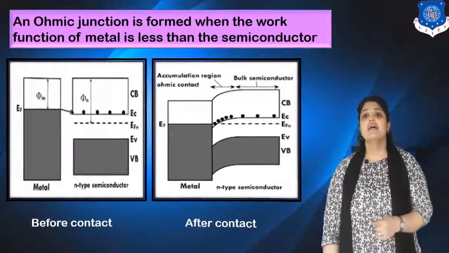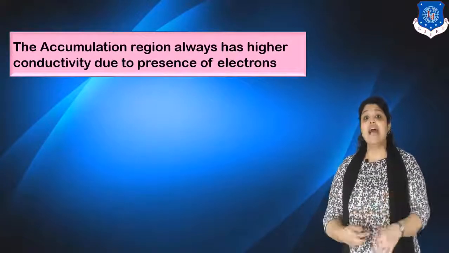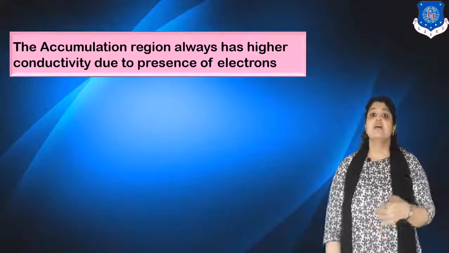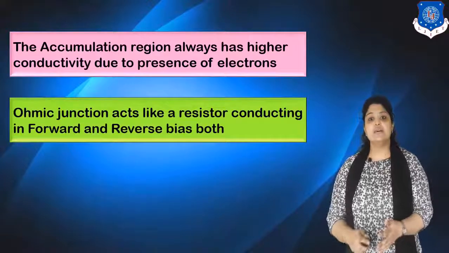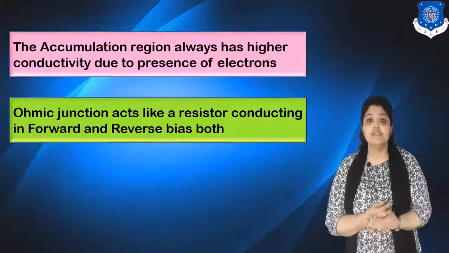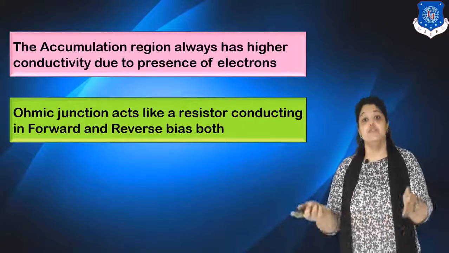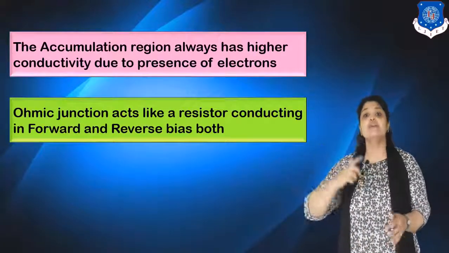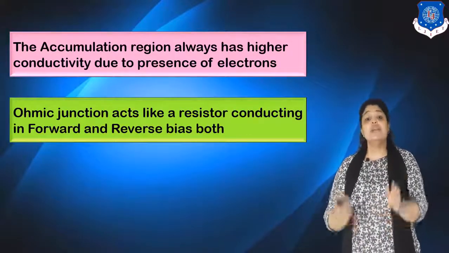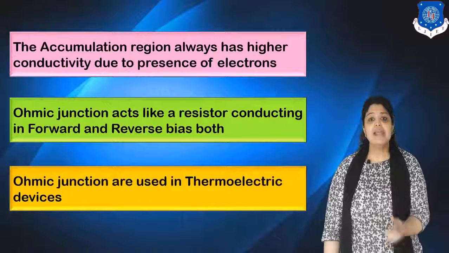Because of the accumulation region, we say the ohmic junction has a region which has higher conductivity due to the presence of electrons. Ohmic junction acts like a resistor which is conducting in forward and reverse bias both. There is no such concept like a depletion region. There is always presence of electrons, and that is the reason even if you do not provide energy, you are continuously going to get a flow of electrons, that is current. So you can say it acts like a resistor which will only limit the current, but it will allow forward and reverse currents both.